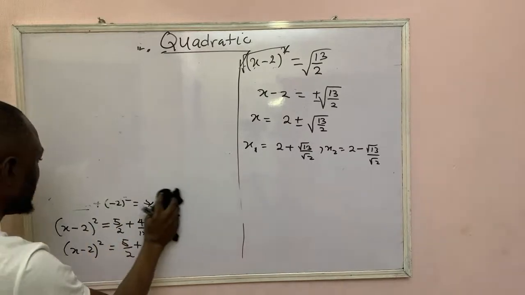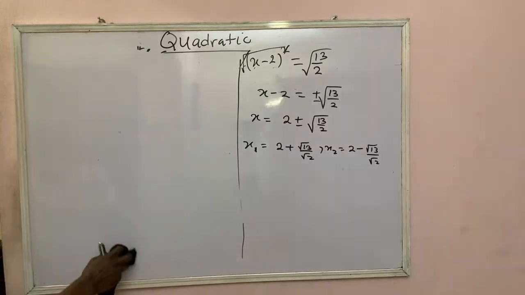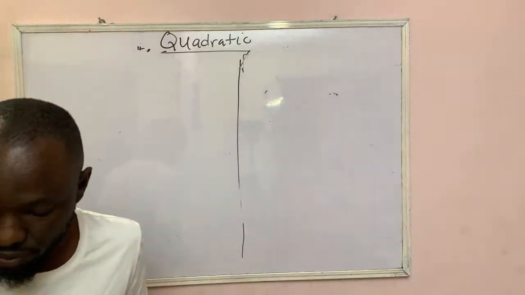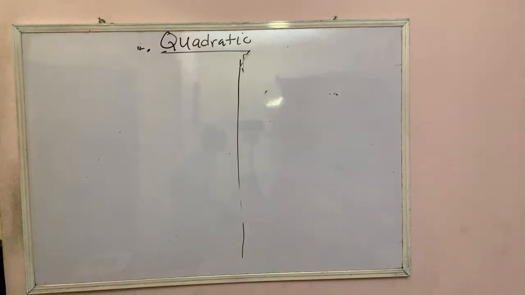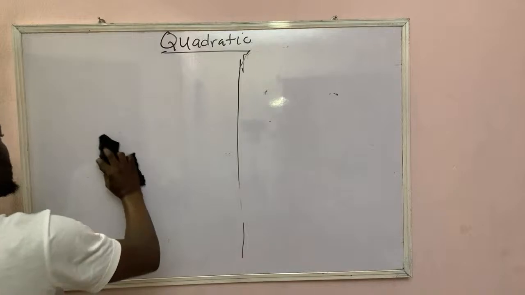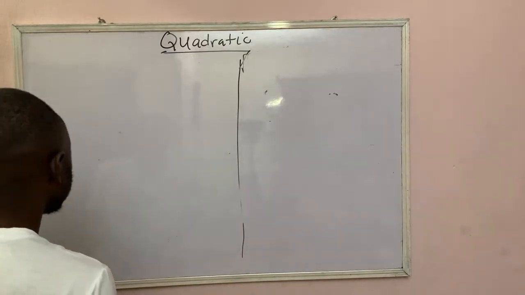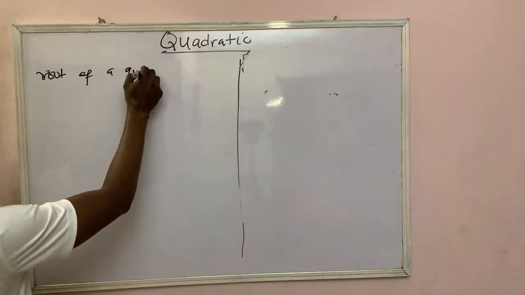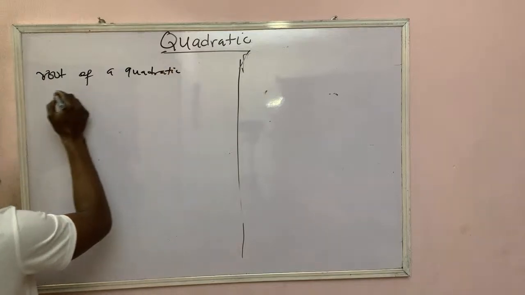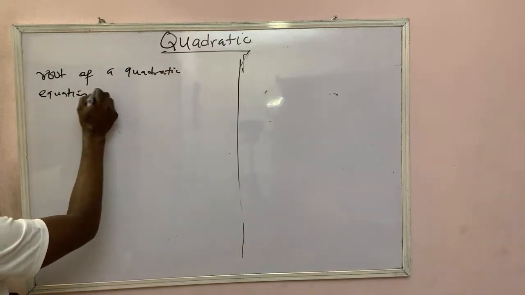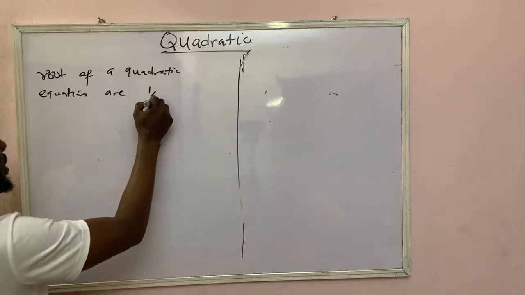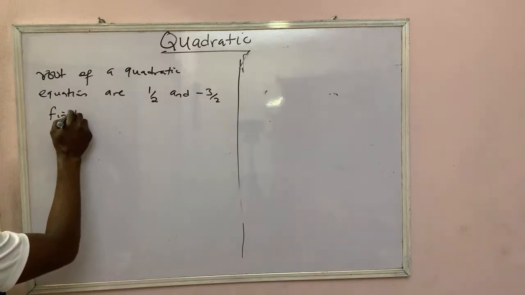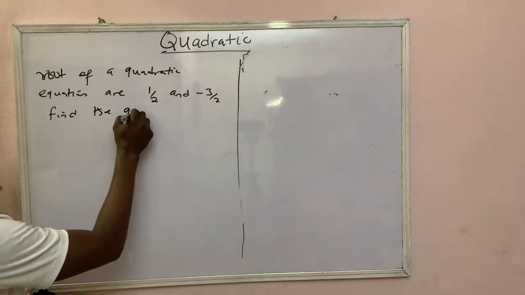Now we want to see how to generate a quadratic function when you're given the roots. Let's presume we're given that the roots of a quadratic equation are, let's say, 1/2 and minus 3/2. The question says find the quadratic equation.